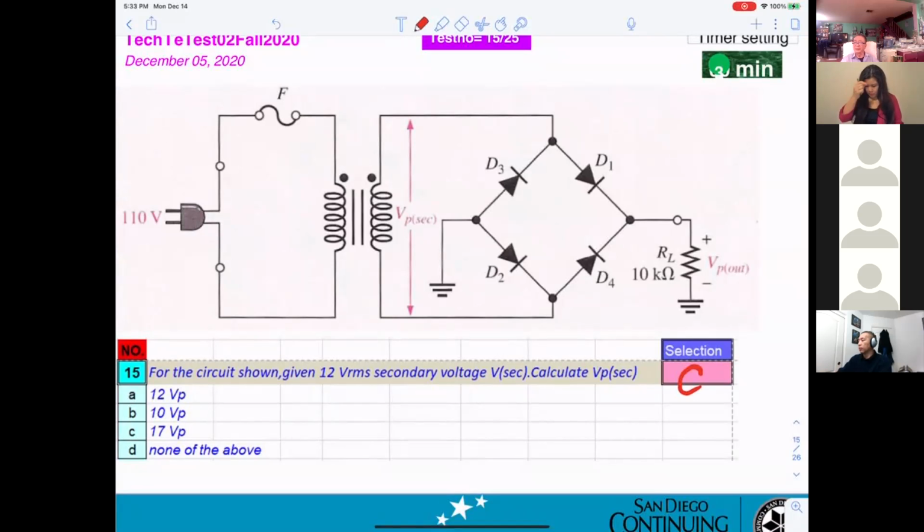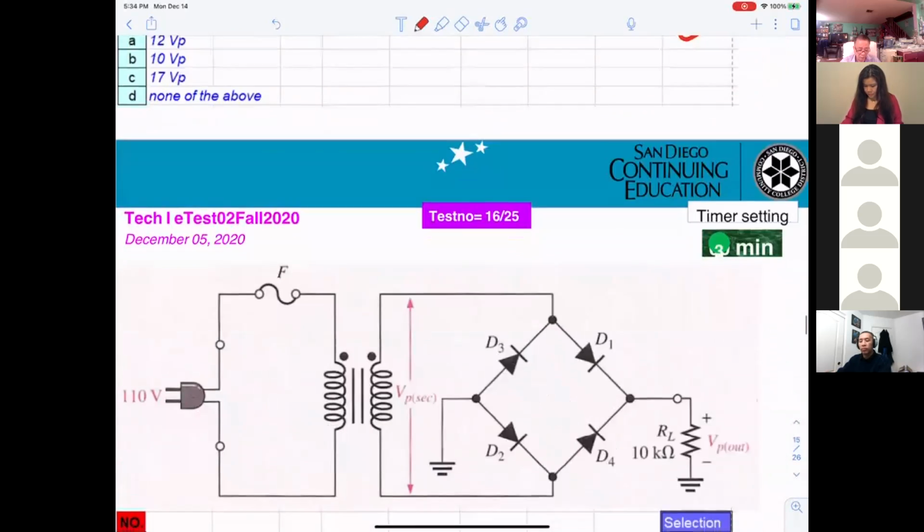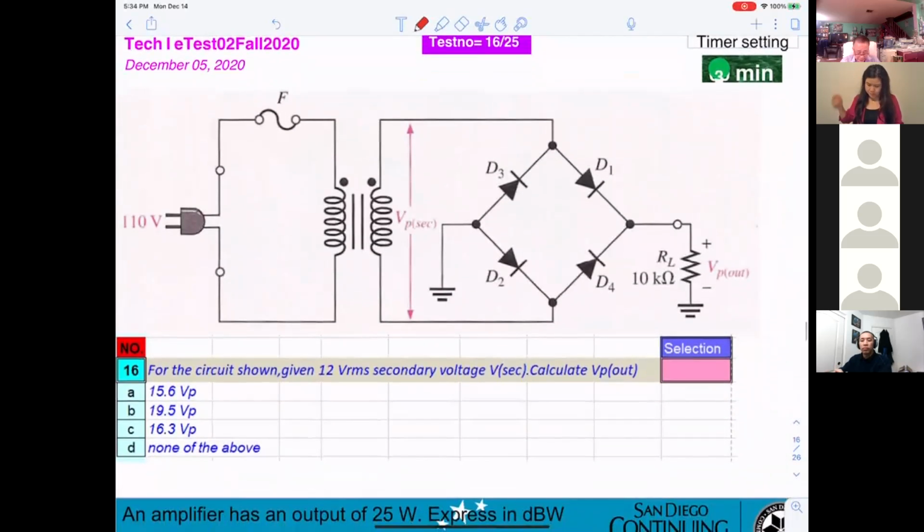These are very simple things you must know right away. Okay, so basically they give 12 volt RMS and you want to calculate the V peak. V peak equals VRMS divided by 0.707. Okay, they want to calculate the V out peak. Let's see, this number 16. I got A. A, correct.